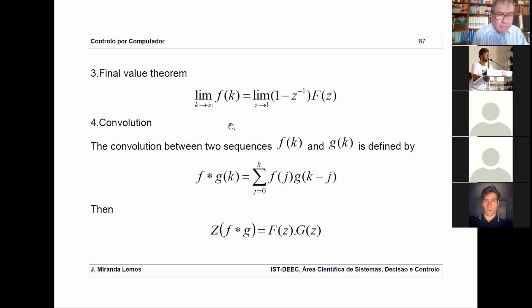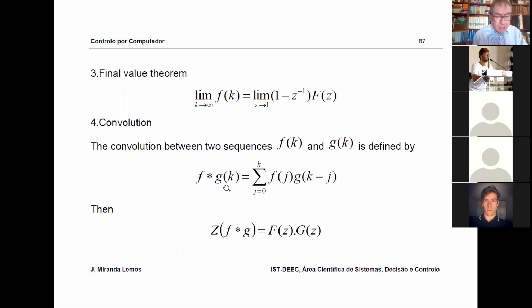Then we have the final value theorem, which says that when you compute the limit of f of k when k grows unbound, it's given by this formula here. It's a limit with z going to 1 of this quantity. You have a similar result for the Laplace transform.